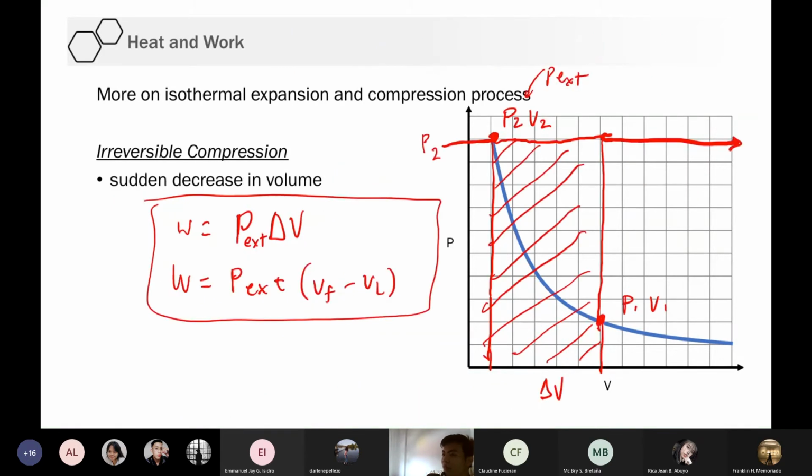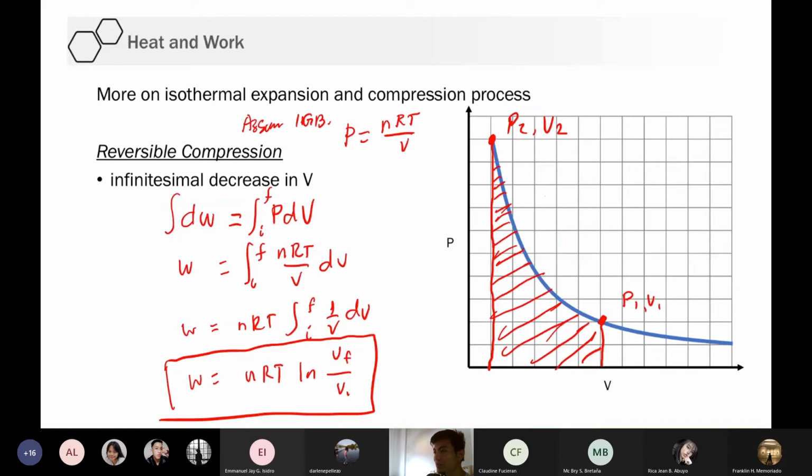Okay. So, kapag irreversible compression naman, so ito yung sudden compression. So, you started here, nagulat na lang siya, andito na siya. So, the area under this curve is just the square, no? And that's P2 times the delta V, or the P external delta V. Take note that the W is positive here, no? Kasi kapag compression, positive yung work sa system.